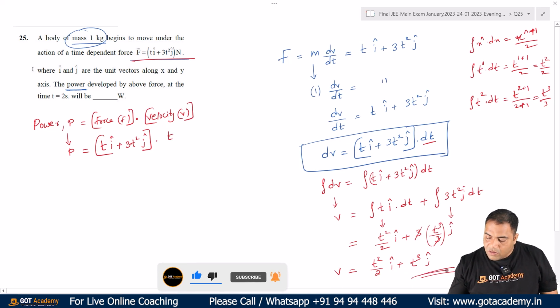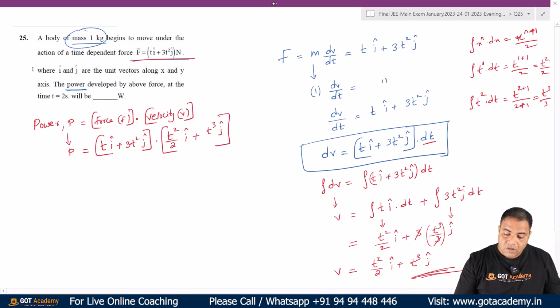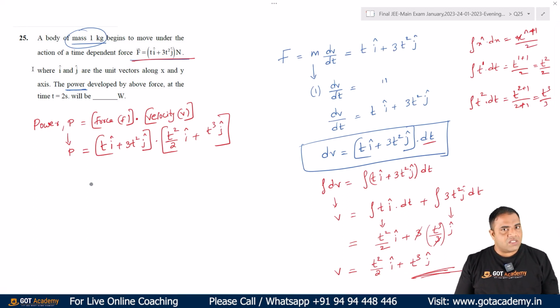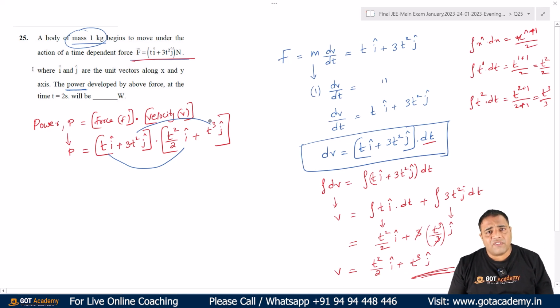So velocity you got here, no? So what is this? t square by 2 along x-axis plus t cube along j. Okay, so perform dot product. As I told you in previous questions, in dot product, what happens? i dot i, j dot j, k dot k is 1. And i dot j, j dot k, k dot i equal to 0. It means we have to perform with the same axis in dot product, that is i and i, j and j. The remaining you can perform, but you get 0, no?